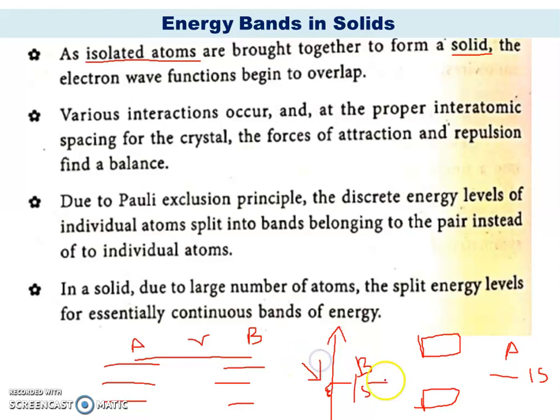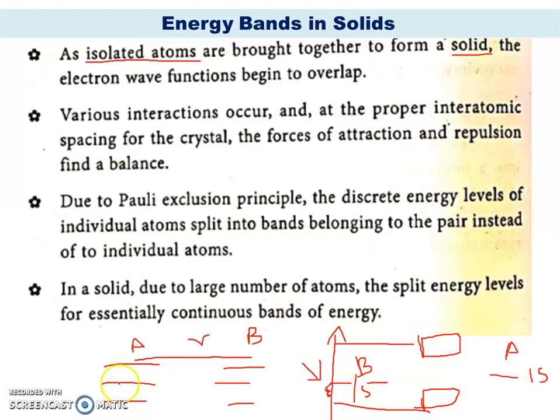But if 1s of B and 1s of A are brought close together, the electron wave functions, the orbitals, overlap and form two levels, bonding as well as anti-bonding. These energy levels are somewhat different from E, right?